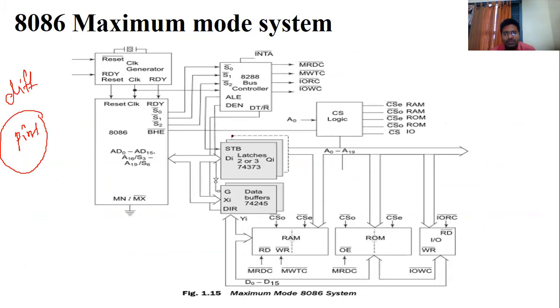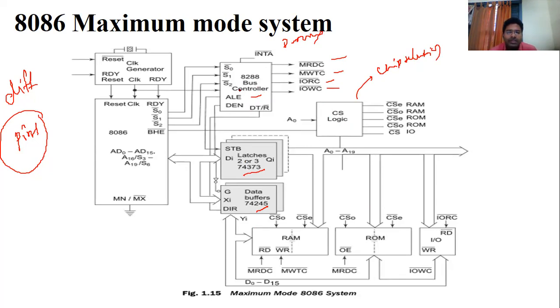Almost all the same diagrams. You know that these are the latches, these are the transceivers, these are the bus controllers. It's nothing but the decoder, which handles read, write, IO read, and IO write operations. Again, chip selection. So this diagram is very much similar to that one.